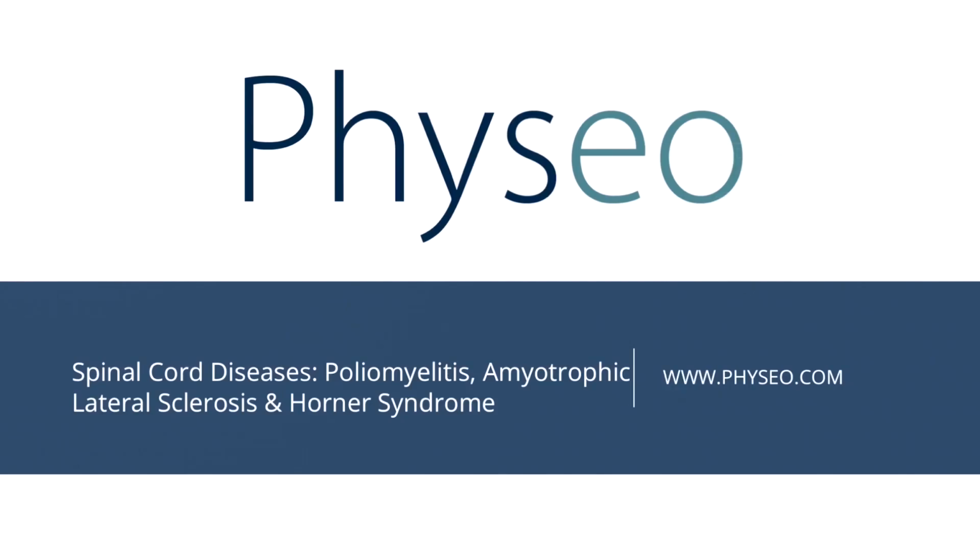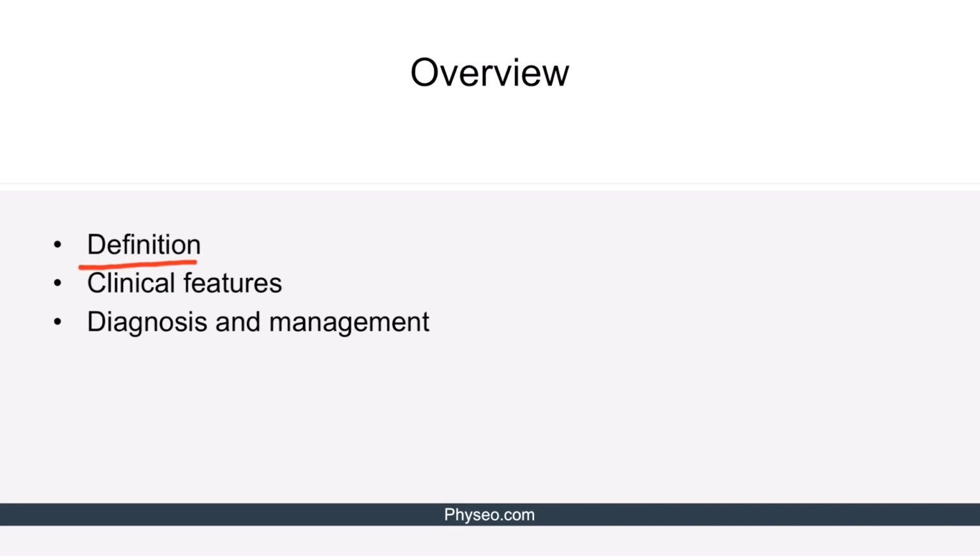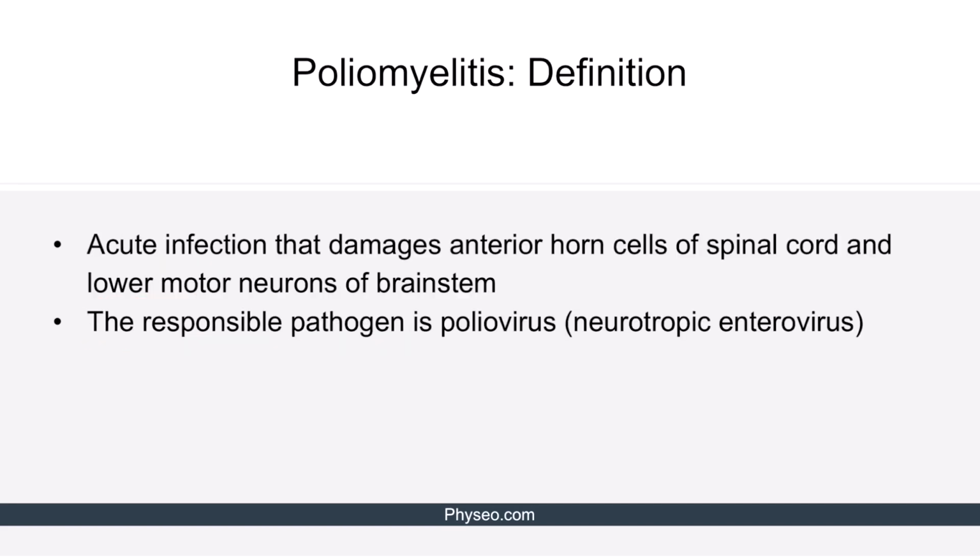Welcome to our third and last video on spinal cord diseases. Let's begin. In this lecture, we'll discuss poliomyelitis, amyotrophic lateral sclerosis, and Horner syndrome. Let's start with poliomyelitis. We will discuss definition, clinical features, diagnosis, and management of poliomyelitis.